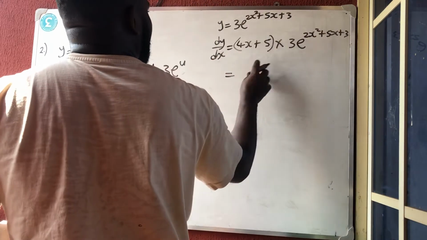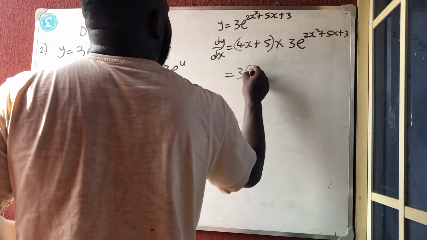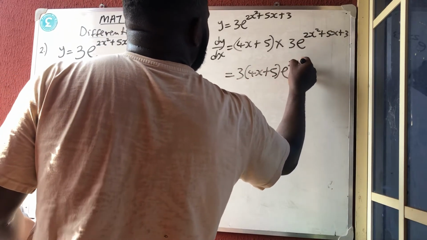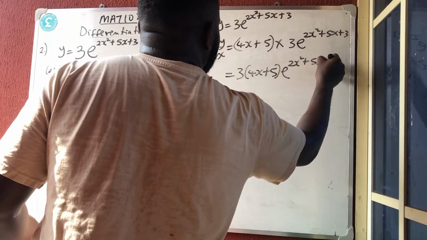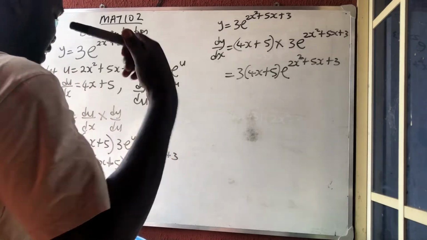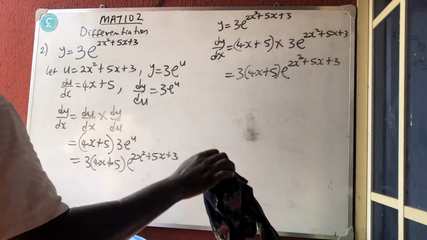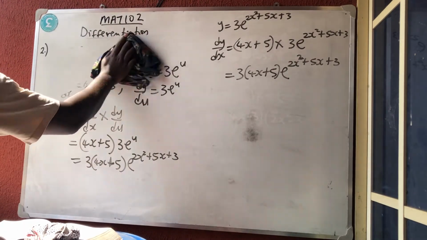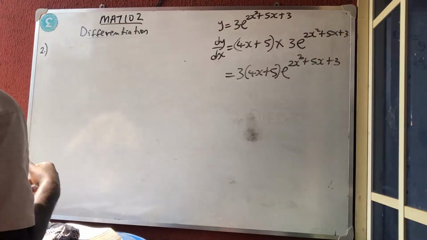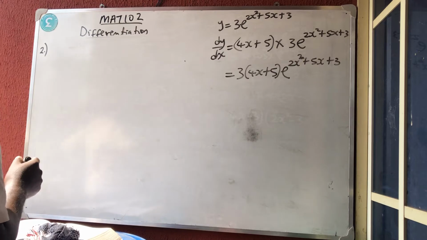So my answer becomes, bring the 3 at the back, 3 bracket 4x plus 5, then e raised power 2x squared plus 5x plus 3. Okay, so you see it's very, very simple. So we are done with exponential. So let's go to logarithm before we go to trigonometry. These are the 4 we're going to solve.